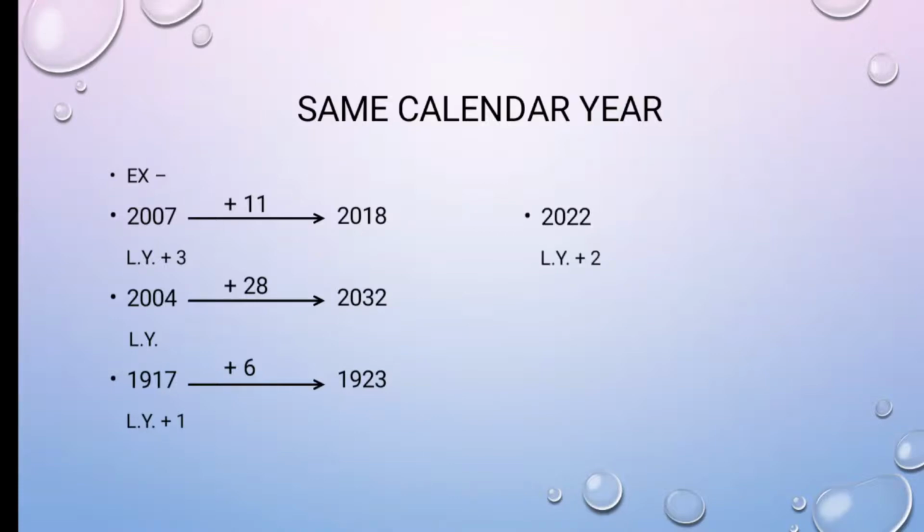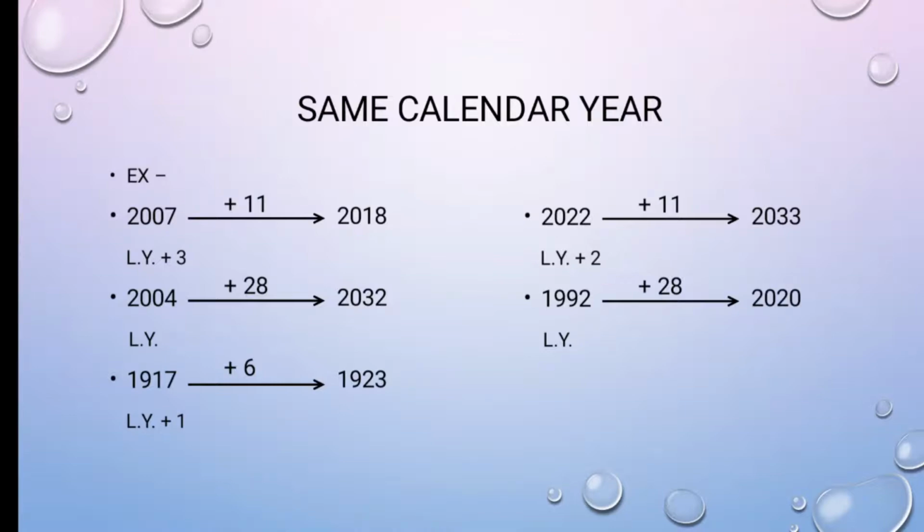Now let's say the year was 2022. Leap year plus 2. 2020 is a leap year. So plus 11 for plus 2 year, which is 2033. Next, 1992, which is a leap year. When 28 is added to it, you will get the new year as 2020.